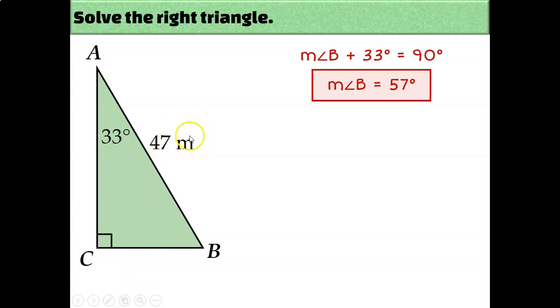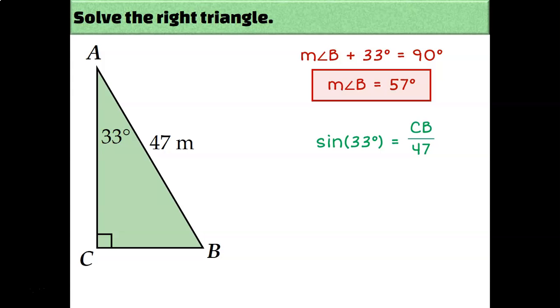And the 47 meters length that we were given is the hypotenuse, because it's across the triangle from the right angle. So since I'm looking for the opposite and I know the hypotenuse, I need to use sine. So I'll write this equation. The sine of 33 degrees equals the opposite over the hypotenuse, CB over 47.